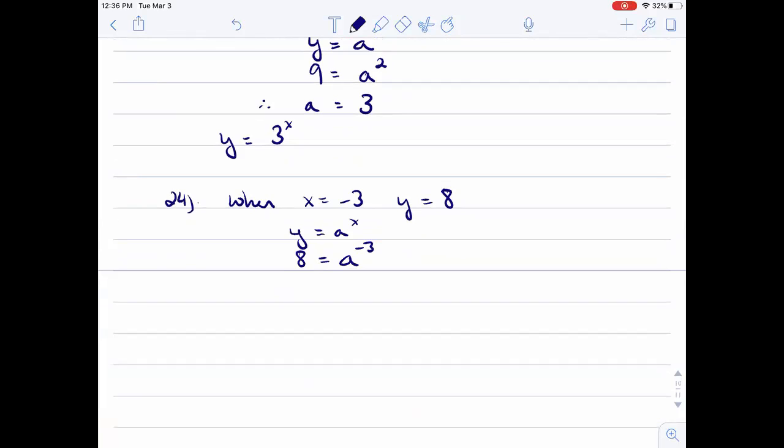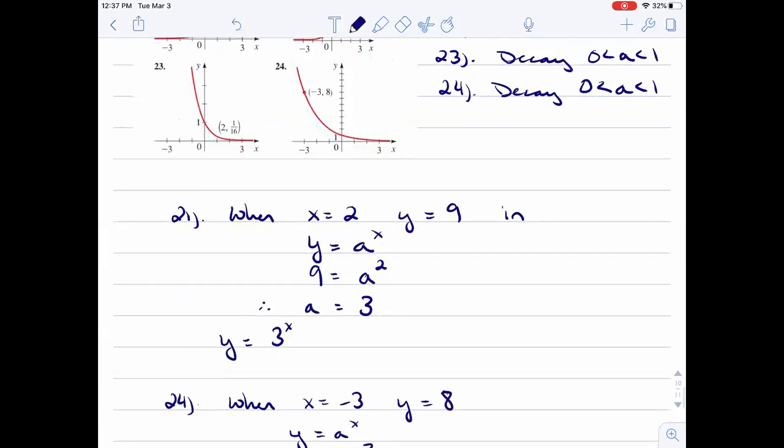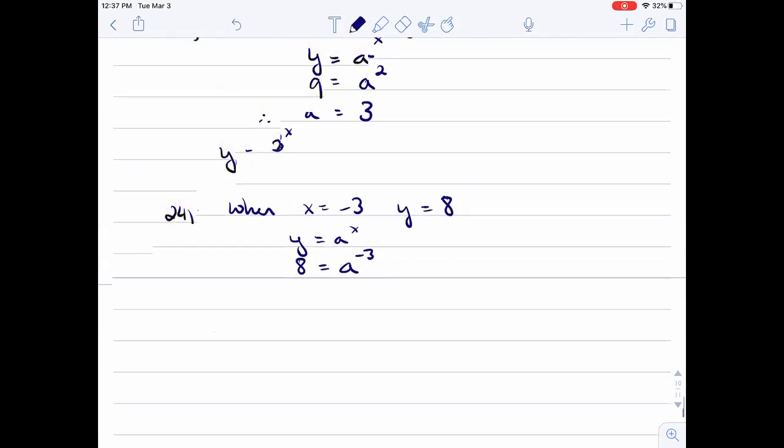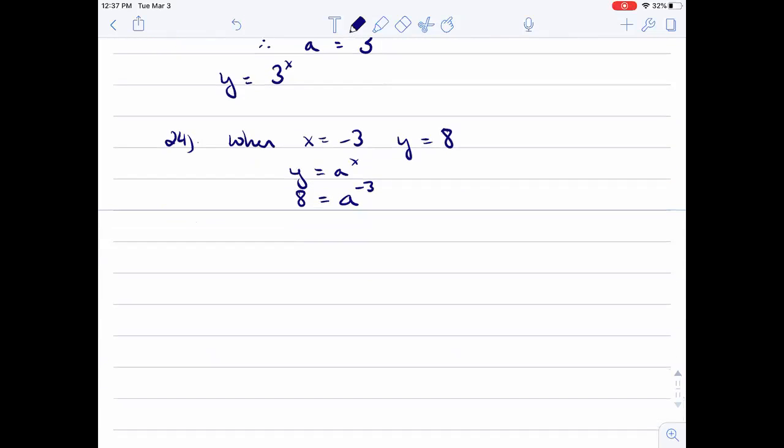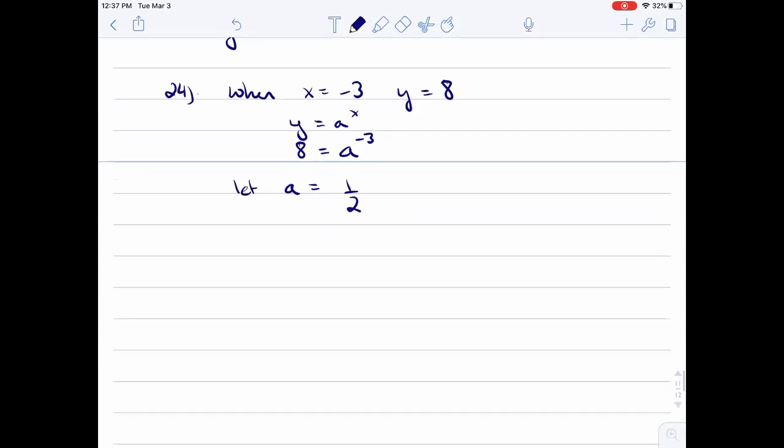So then I've got, but it should be 1/2, right? Because 2 to the power of 3 is 8. And so I know I'm dealing with 2. And I also know because it's decay that A has to be between 0 and 1, right? And so if I think about it, let A be 1/2, then I have, does 8 equal 1/2 to the -3?